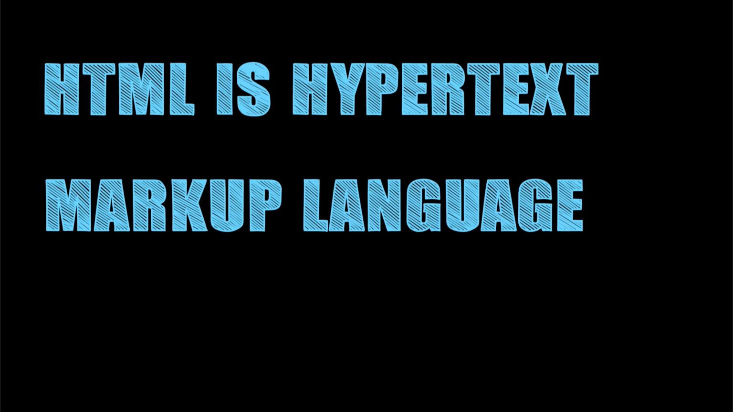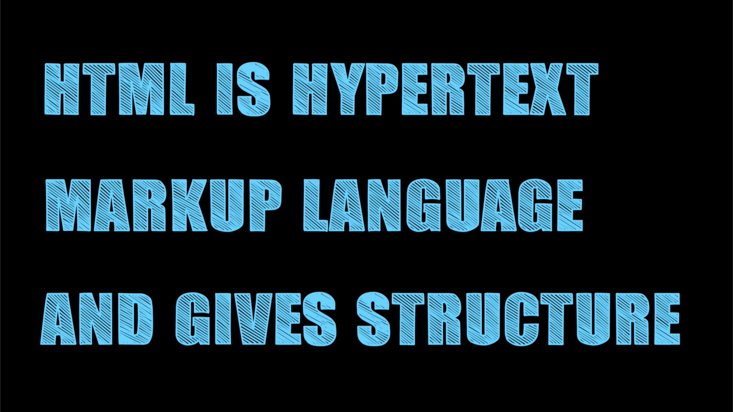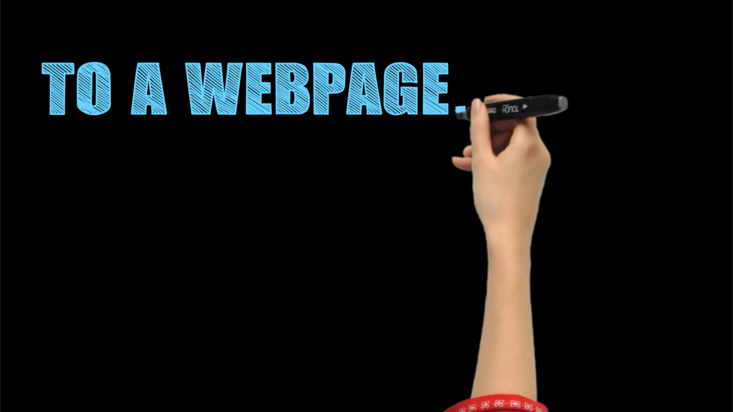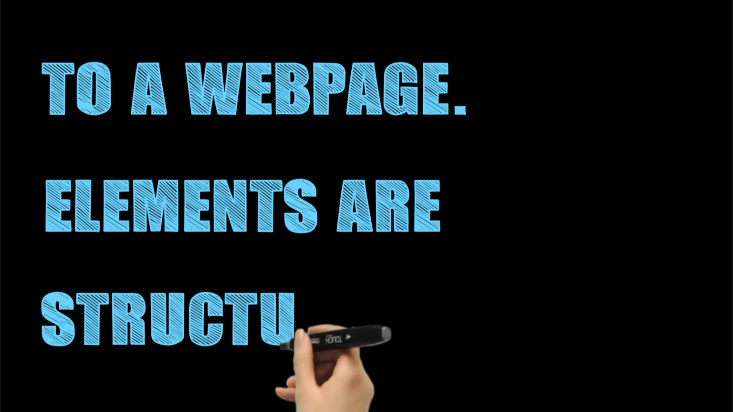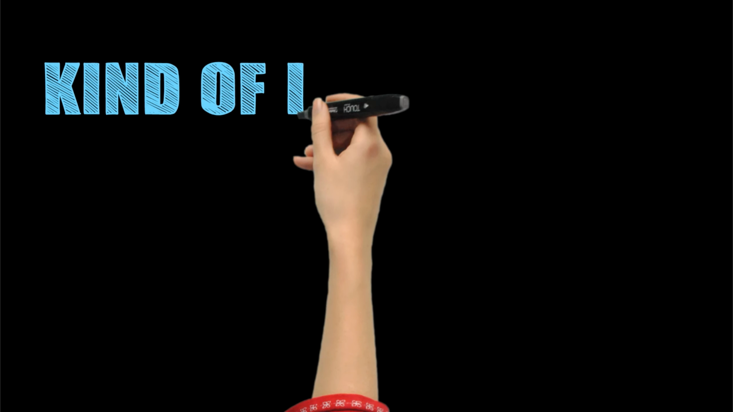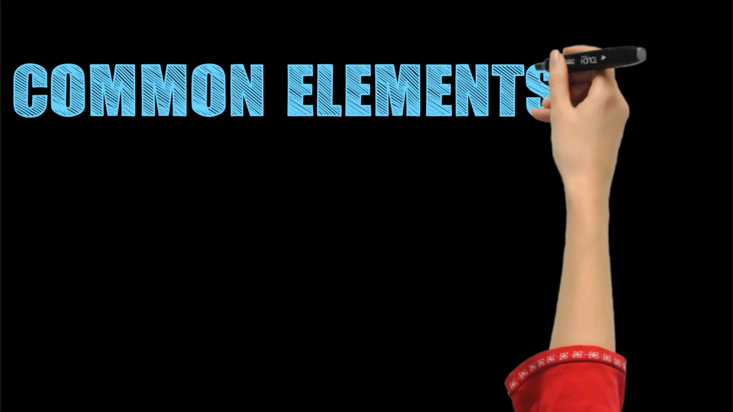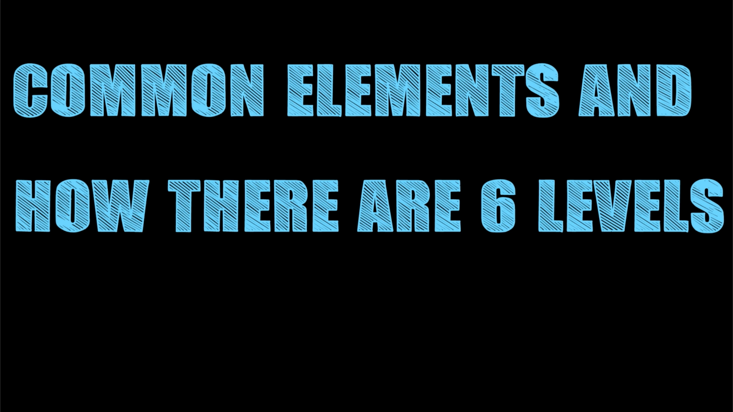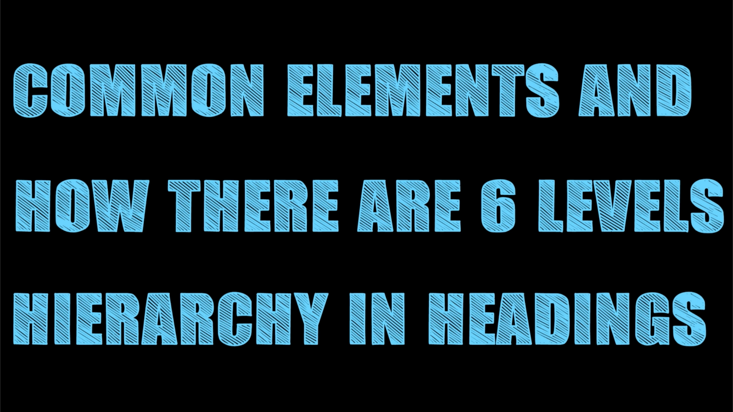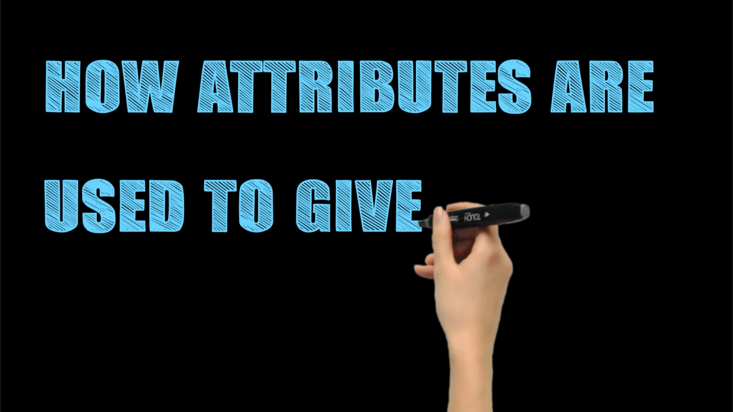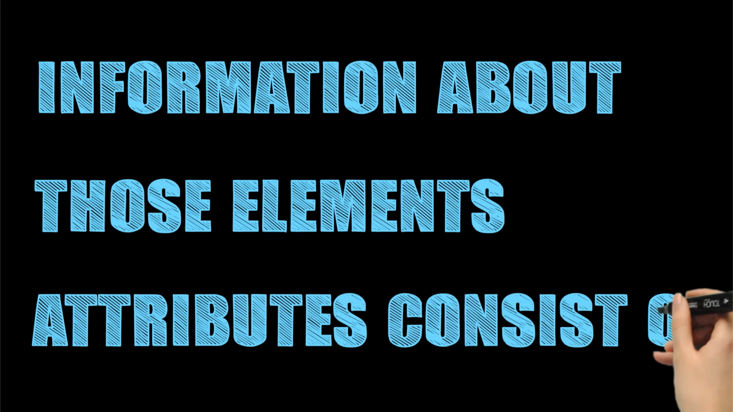HTML is hypertext markup language and provides structure to a web page. Elements are structured as an opening and closing tag that tell the browser what kind of information lies between. We went over the most common elements and how there are 6 levels of hierarchy in headings. Attributes are used to give the browser additional information about those elements. Attributes consist of a name and a value.